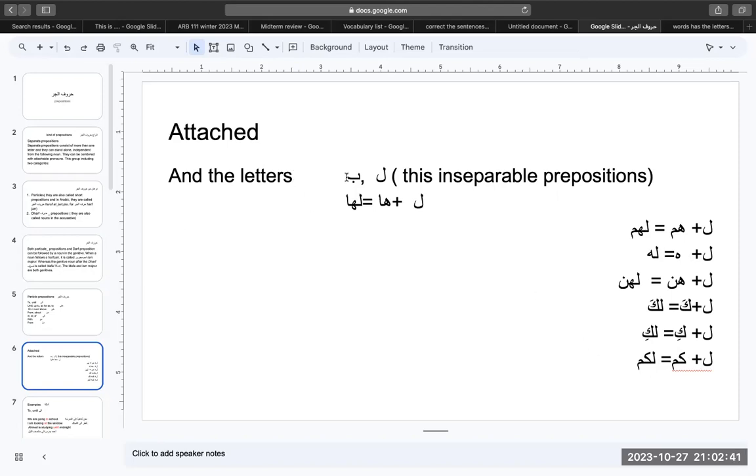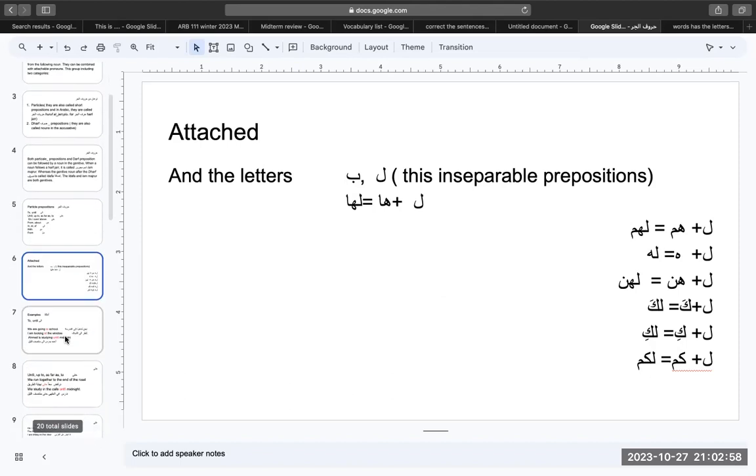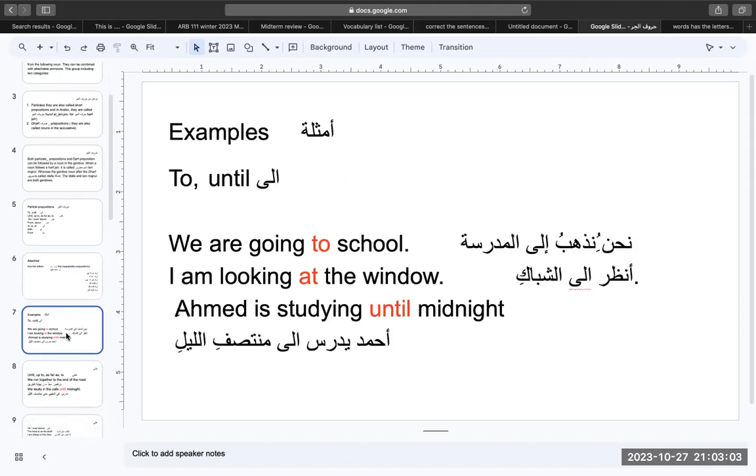The same with ba. So lam plus any one of the attachable pronouns means to them, to her, to me, to you or to us. But ba plus any attachable pronoun means in me, in you, in us, whatever the sentence. And here are some examples about the particles.